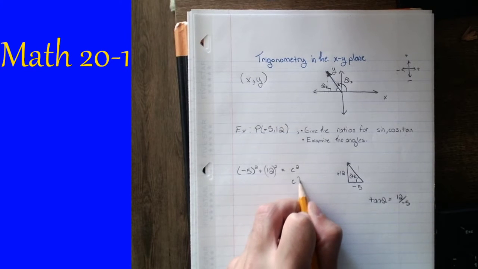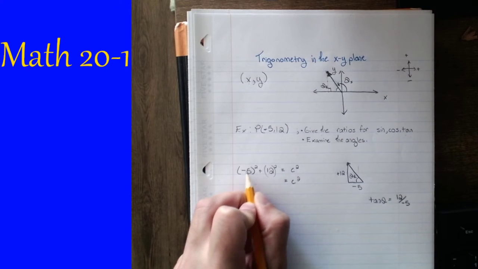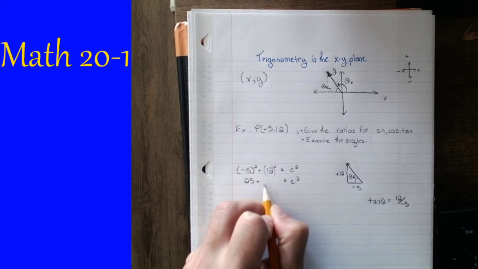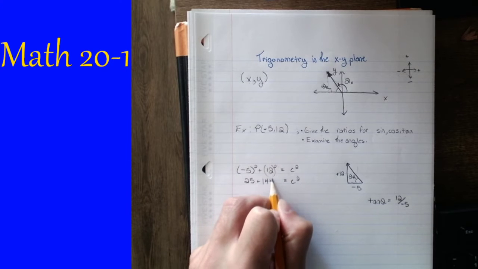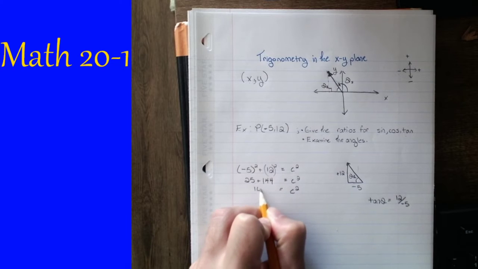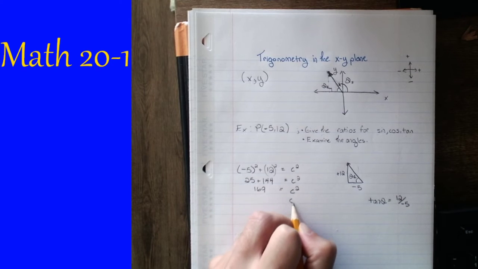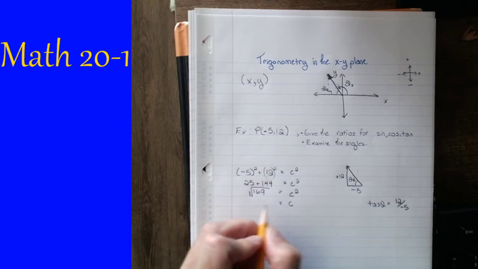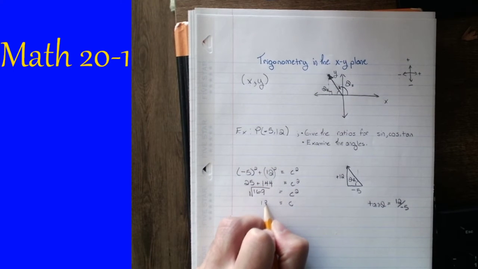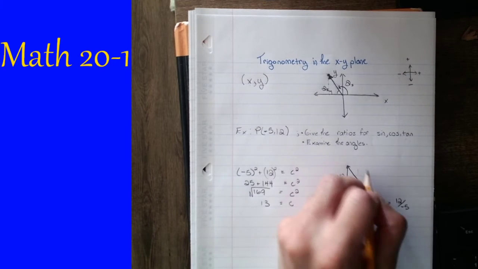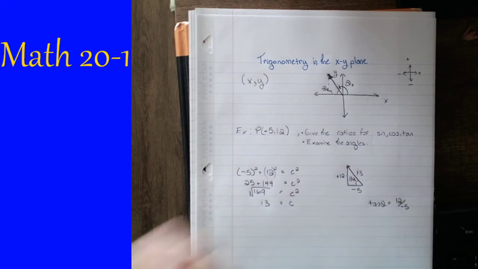Okay. So that -5 squared is +25, plus 12 squared, that's plus 144. Add those together, c squared is 169. So c is equal to the square root of 169. So that's 13. Okay, so that represents this length here.